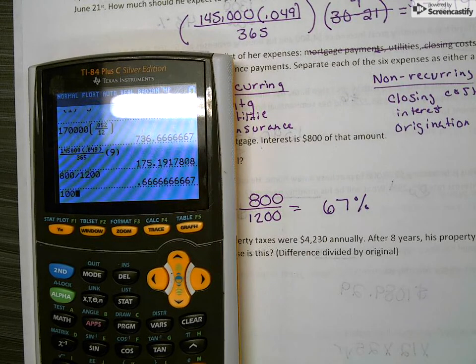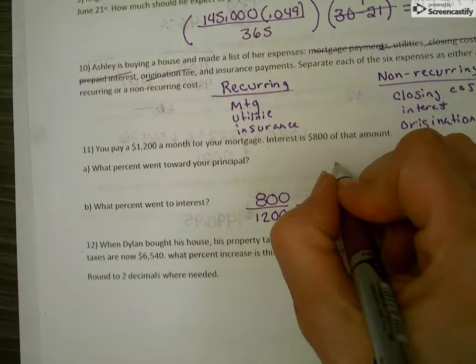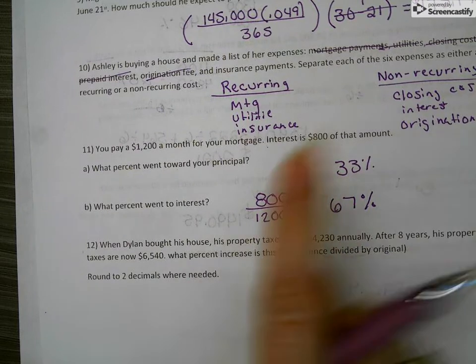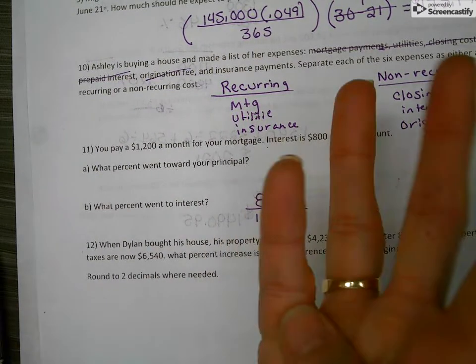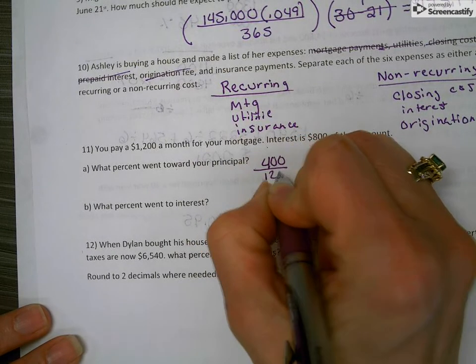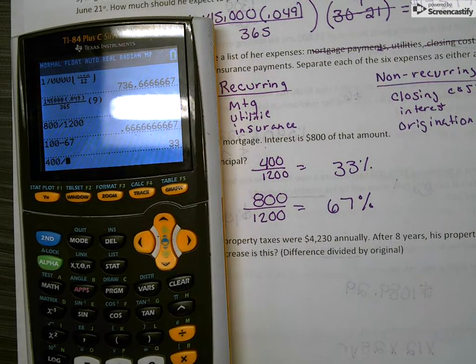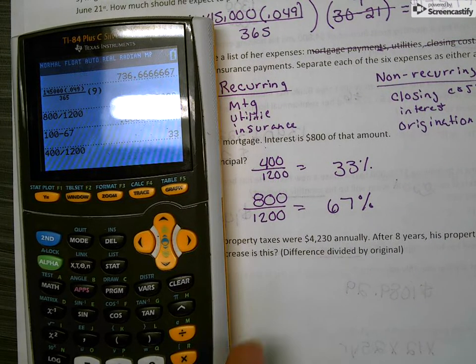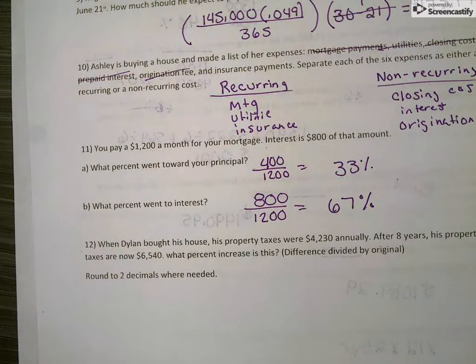Now I could do the complement of 67%, and that's 33%. Or I could say 800 went to interest, 9, 10, 11, 12. So 400 goes to principal. And if you put that in your calculator, 400 divided by 1,200, you're going to get that 33% as well. So either way works.